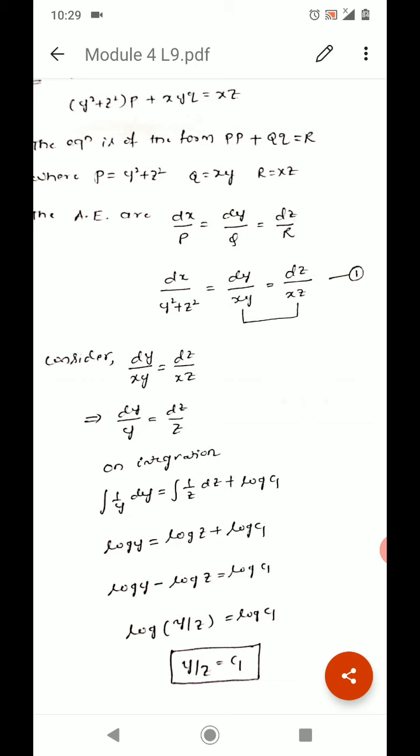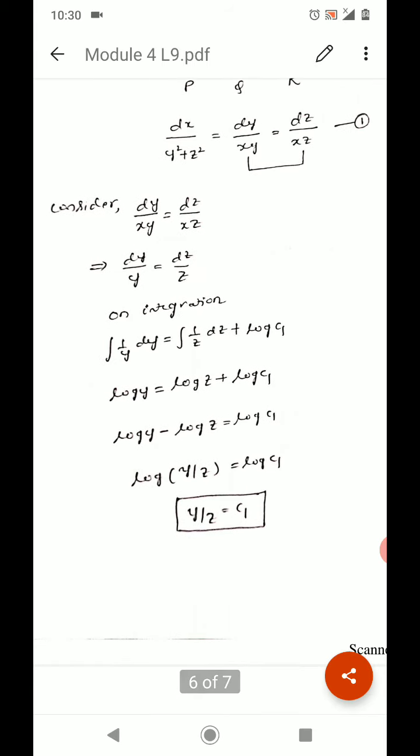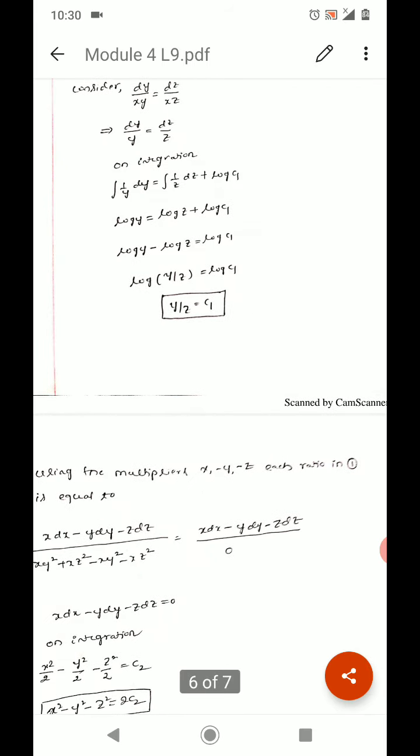So on integration, the integral of 1 by y is log y, which is equal to the integral of 1 by z, which is log z, plus log c1. Taking log z to the left side, we get log y minus log z, and log y minus log z can be written as log of y divided by z, which is equal to log c1. By cancelling log on both sides, we get y divided by z is equal to c1. So this is one solution.